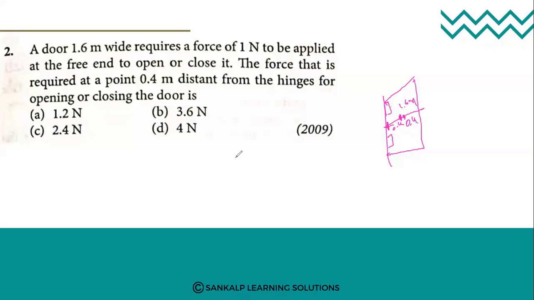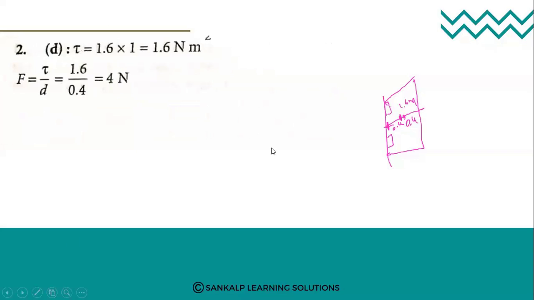See here, this is nothing but a twisting force. The twisting force is nothing but the torque. As we know, the formula for the torque is torque tau equal to force into the displacement. So here we need to calculate the value of the force. Force is given by torque divided by the displacement. So the torque value is force into displacement.